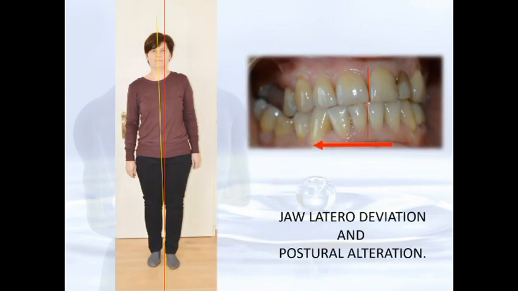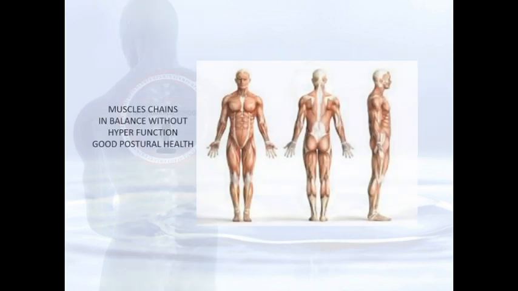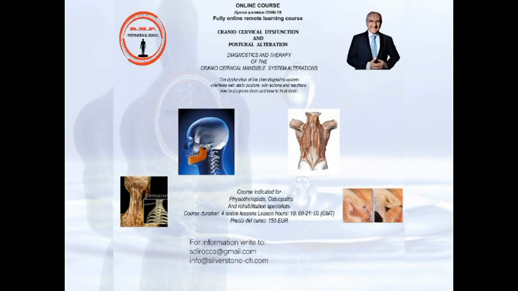Look at the jaw lateral deviation and postural alteration. Look at how the body is creating alteration when the jaw is not in the right position. When we have muscle chains in balance without hyperfunction, there is good postural health. That is very important to understand.